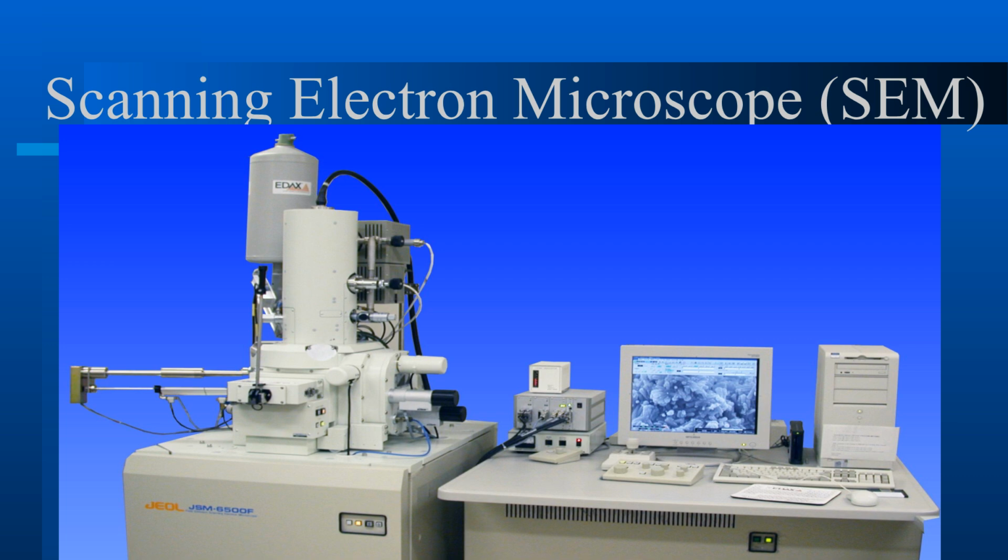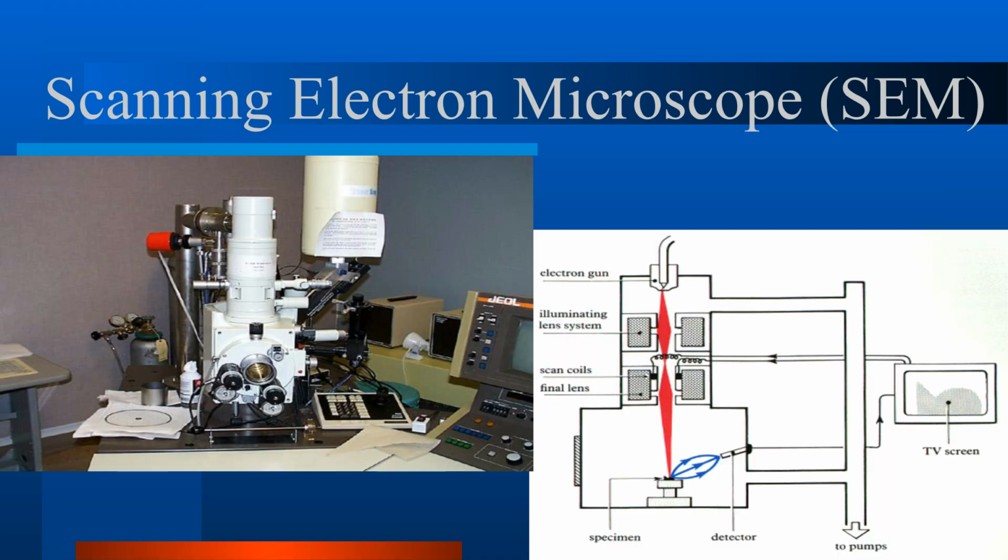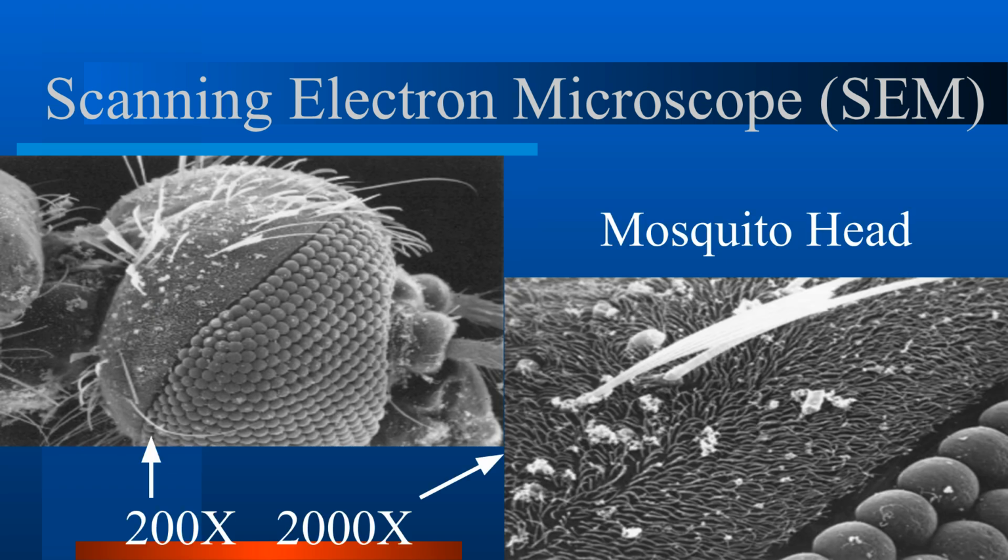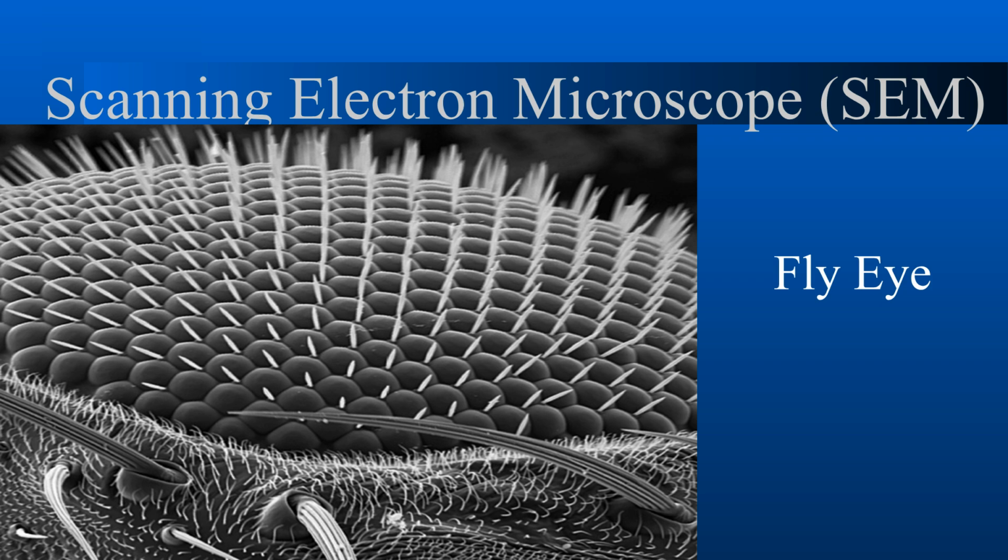The scanning electron microscope, or SEM, provides high-resolution images of a specimen's surface structure. The SEM works by scanning a focused electron beam over the surface of a specimen to create an image. These SEM images show a mosquito head at 200x and 2000x magnification, highlighting its intricate surface texture. This image of a fly eye captured with an SEM displays the complex structure of its compound eye.